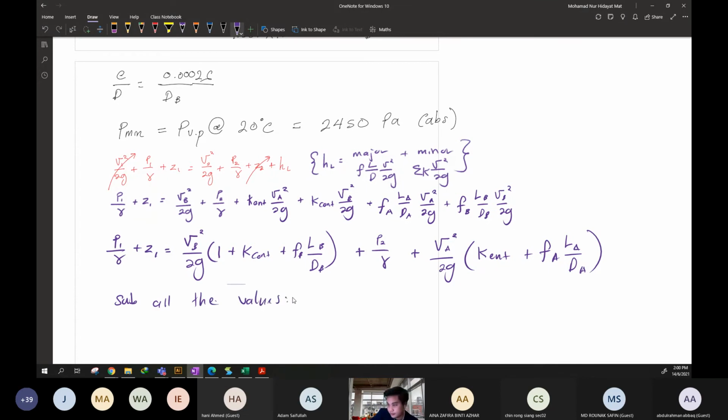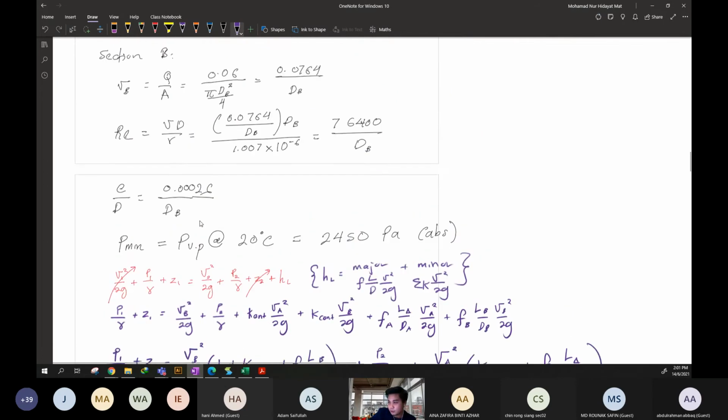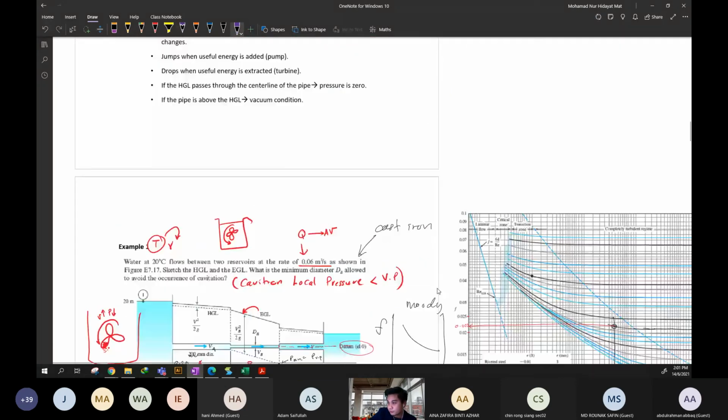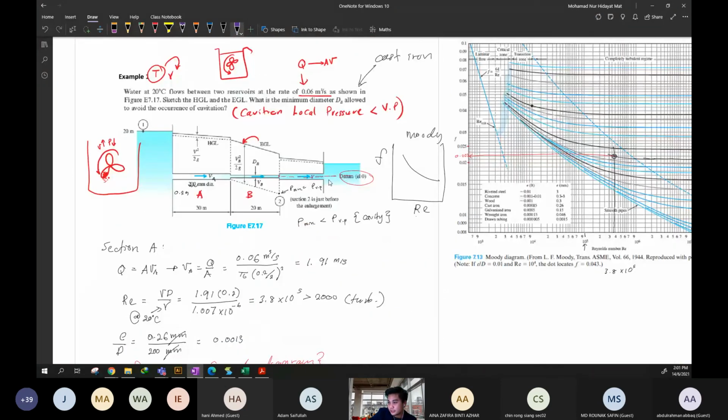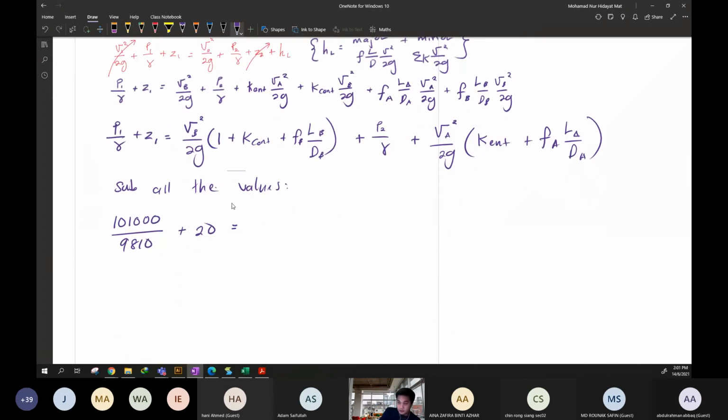Okay, this is almost complete. I try to substitute P. This is the P atmosphere because this is using the absolute pressure. So this is not 0, absolute 101,000 over 9810 plus Z1 is 20, because the elevation here from the datum, you can see from the datum to here is 20 meter, equal to VB.